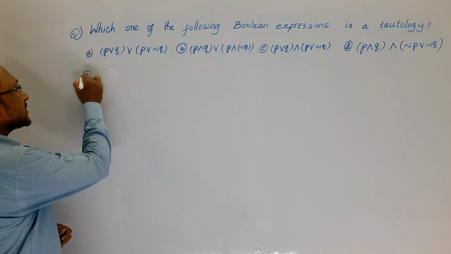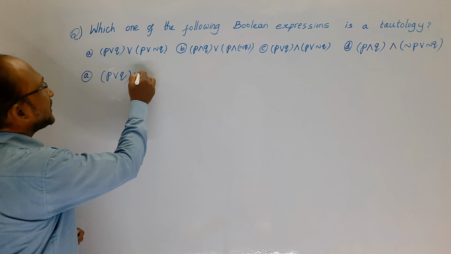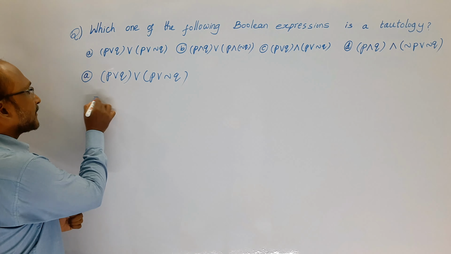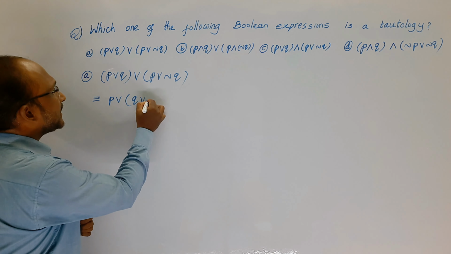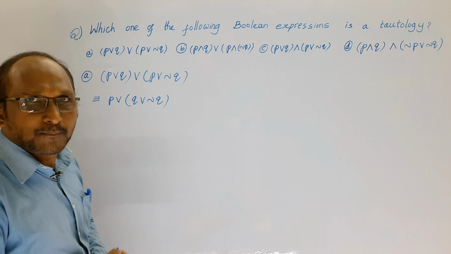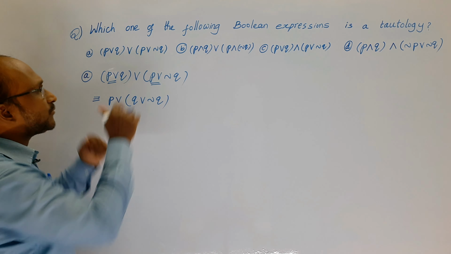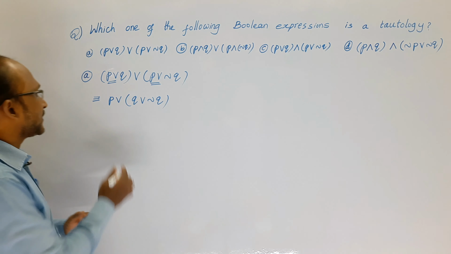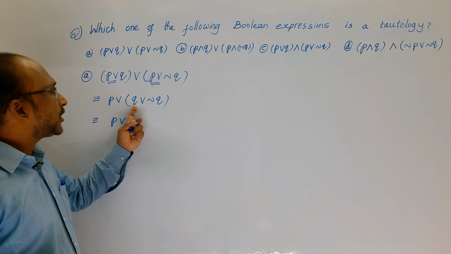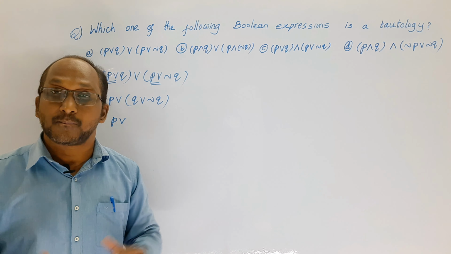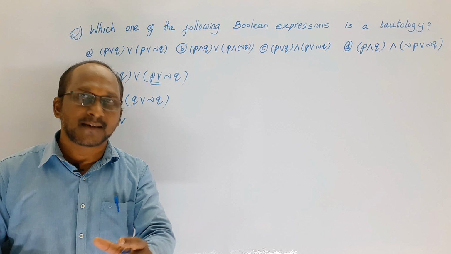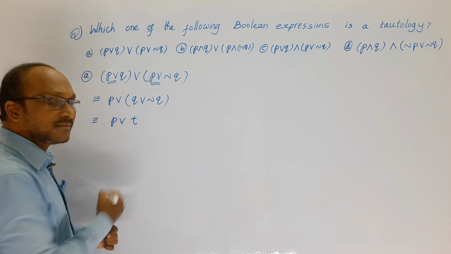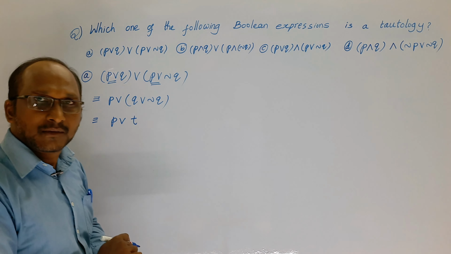First, let us take the first option, P or Q or P or negation Q. So here let us write this statement as P or (Q and negation Q). By the distributive property, here we can see P or is common in both the compound statements. So by the distributive property, we can write this statement as P or (Q and negation Q) is equivalent to P or (Q or negation Q). Q or negation Q is always a true statement, because the disjunction of a statement and its negation is always true. That's why Q or negation Q is equivalent to T. So this statement is equivalent to P or T.